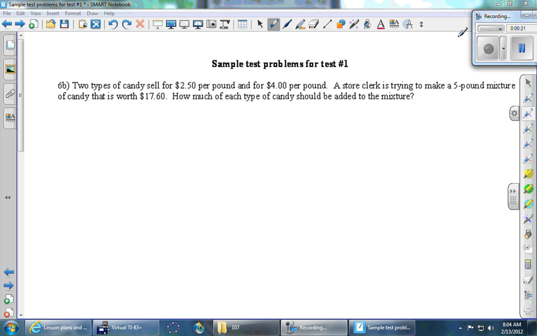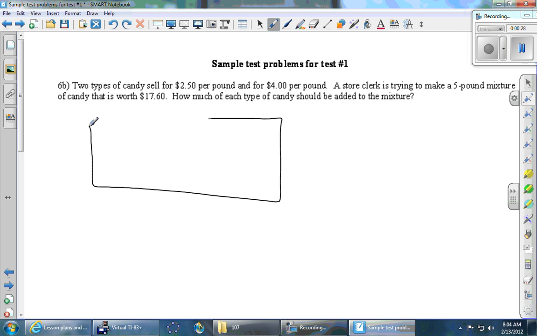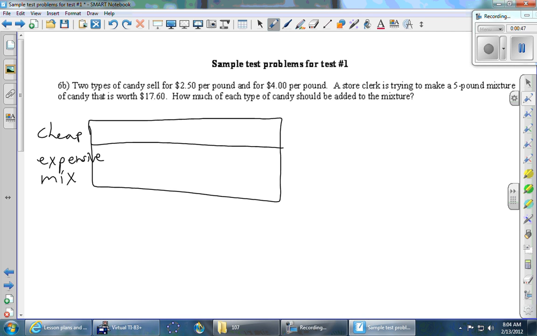Okay, so I think that this is one of these kinds of problems where setting up a table is going to help us. So let's set up a table. And I feel like we have a row for the cheap candy, a row for the expensive candy, and then finally a row for the mixture. Okay, and we need to have some columns set up here too. So let's see if we can fill some things in.